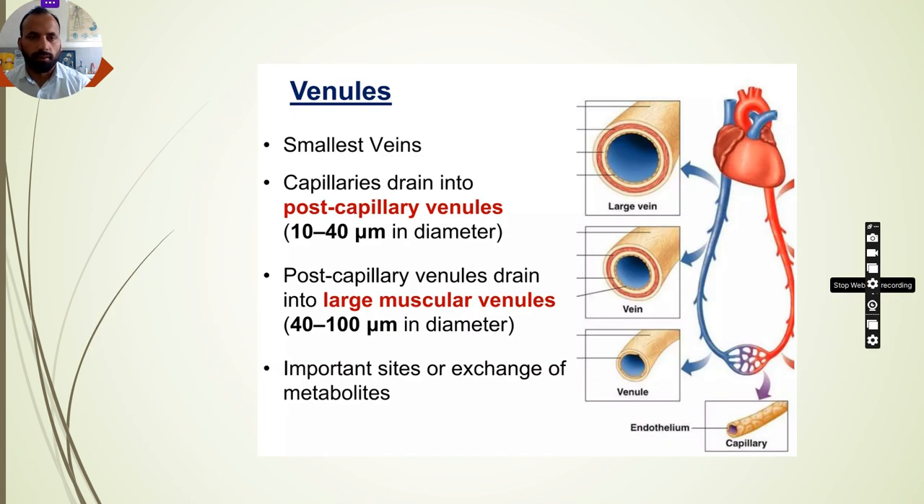Venule: like that of arteriole, you have the venule here, the smallest veins. Basically the capillaries, which are the end of the meta-arterioles, will drain the blood into these post-capillary venules, and these post-capillary venules then drain into large muscular venules, and finally the big vein will be formed.